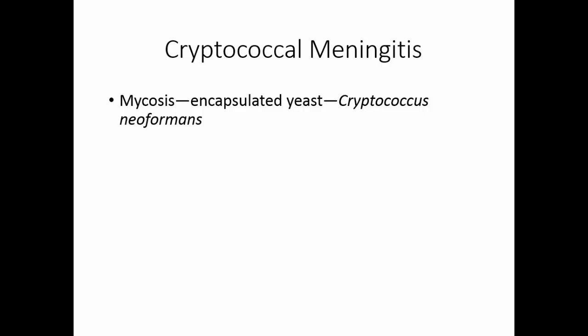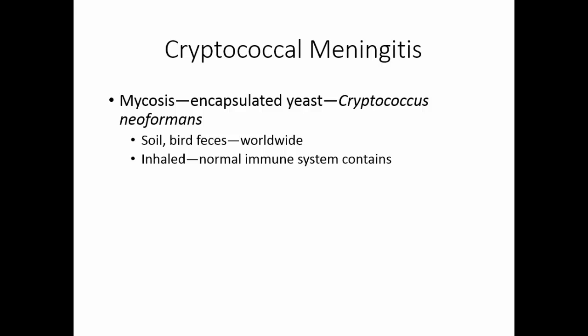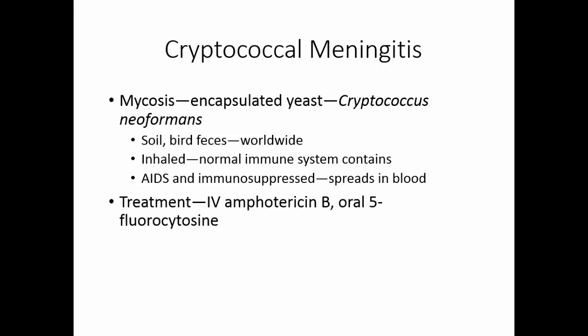Cryptococcus neoformans is an encapsulated yeast. This yeast is commonly found in soil and bird feces worldwide. It is inhaled, and people with a normal immune system contain the disease without ever developing any symptoms. People with AIDS and those who are immunocompromised have the disease spread in the blood where it gets into the central nervous system, causing meningitis. Treatment is with IV amphotericin B and oral 5-fluorocytosine. These are two antifungal drugs that cross the blood-brain barrier.